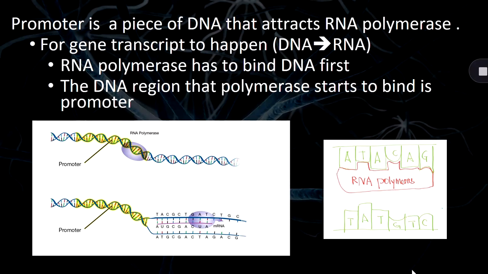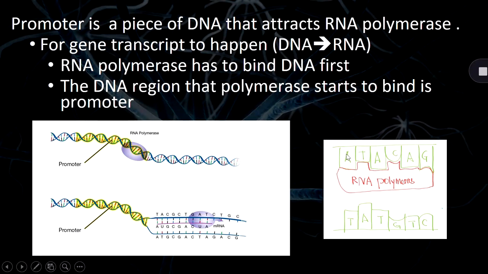Okay, let's talk about what a promoter is. A promoter is a piece of DNA that will attract RNA polymerase. For gene transcription to happen, which means from DNA to RNA, you need to have RNA polymerase bind to DNA first. And the DNA region where polymerase starts to bind is called the promoter. Okay, here's an example. This is a DNA, and then the RNA polymerase will bind here. It will start transcription here.